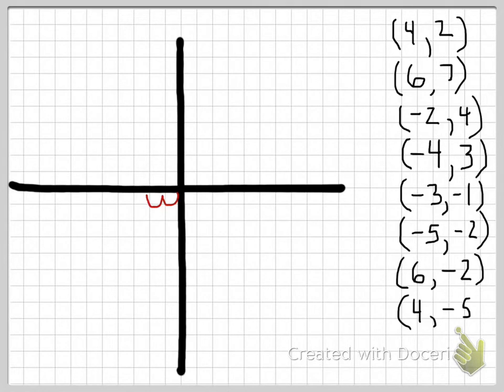My y value is a positive 4. So I'm going to be going up from the axis. So 1, 2, 3, 4. And the point negative 2, 4 would be right here.